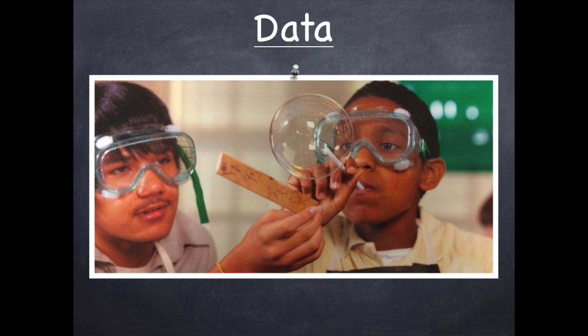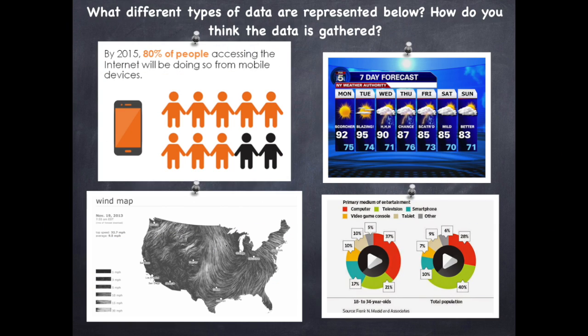I imagine they would blow a lot of different bubbles and measure each, and then they could have a whole data set of bubble measurements. Let's look at the pictures on the next page. What different types of data are represented below? How do you think the data is gathered?